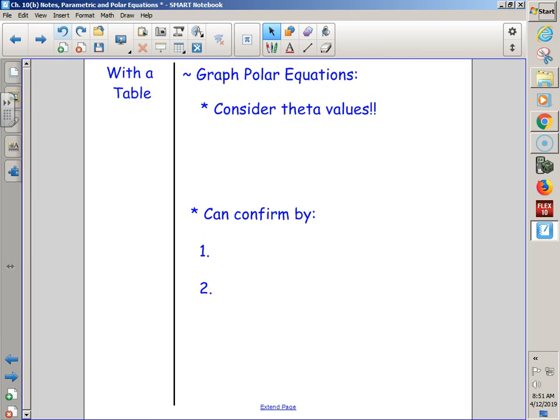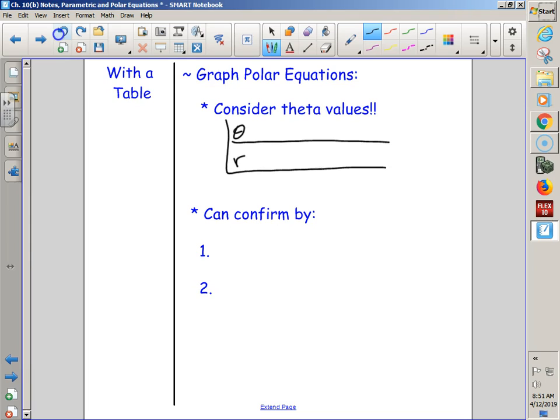I'm me. So what are some techniques with graphing polar equations? The title of section 10.8: consider thetas. Make a table. Consider thetas. Make a table. Old school, a table. Old school.